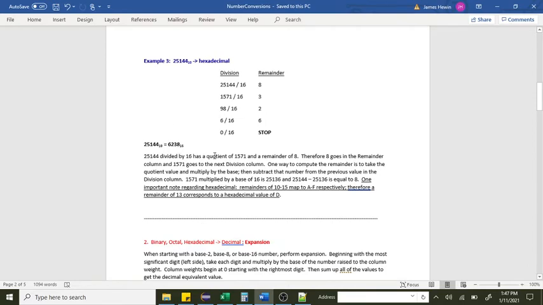6238 hexadecimal. And you can see the subscript 16 for hexadecimal. So the important note here is that if you get a remainder between 10 and 15, in this case I did not, but if you happen to get a remainder between 10 and 15, then that's going to map to A through F. So for instance, a remainder of 13 would correspond to the hex value D. Your remainder could be A through F as well.